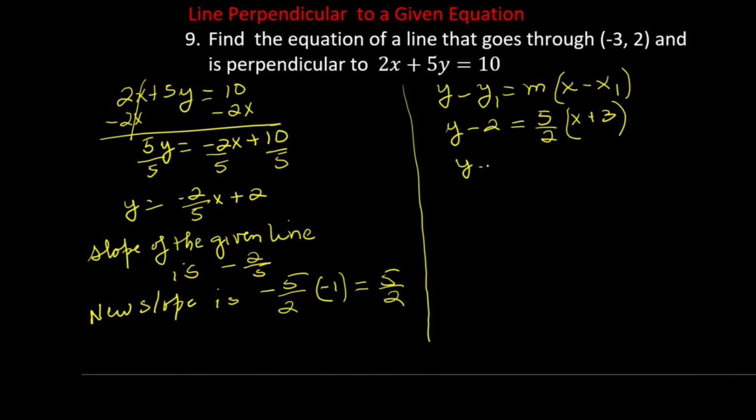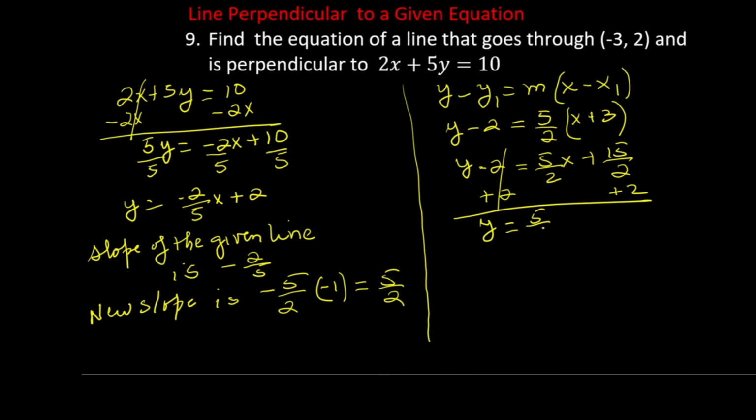y minus 2 equals 5/2 times the quantity x plus 3. Now distribute the 5/2. That gives us y minus 2 equals 5x/2 plus 15/2. Next, add 2 to both sides. Now we have y equals 5x/2 plus 15/2 plus 2.